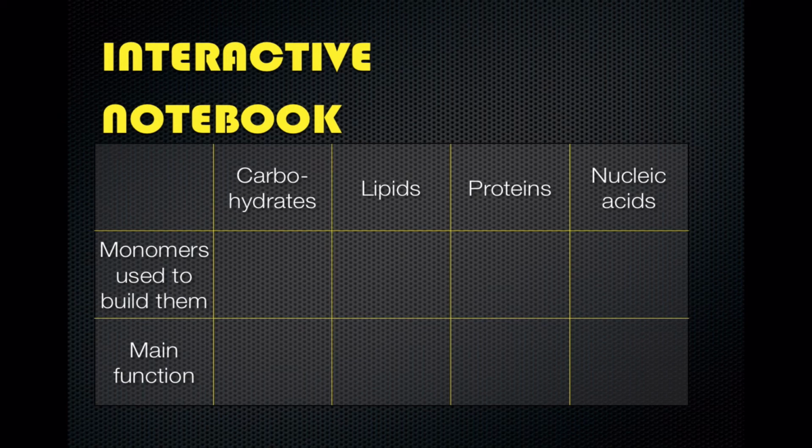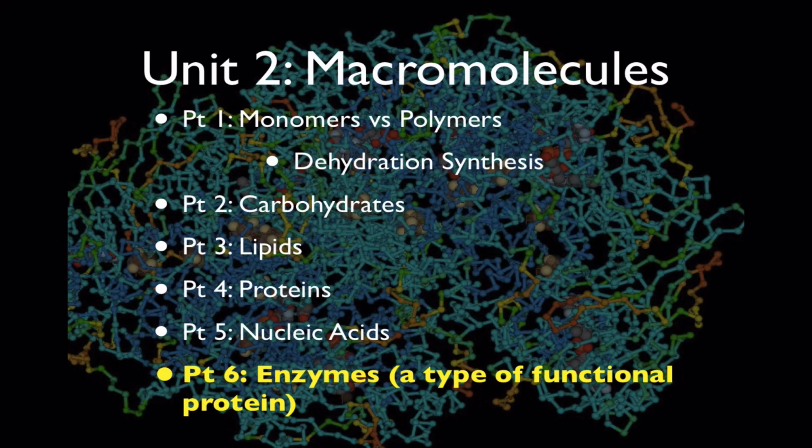All right, so in your interactive notebook, I think you already have a glue-in that looks a lot like this, but you should, for the test, be able to tell me the monomers for carbohydrates, lipids, proteins, and nucleic acids, and you should be able to tell me something about the main functions of carbohydrates, lipids, proteins, and nucleic acids. If you can do all those things, I can guarantee you at least a C grade on the test, all right? And how well you understand your notes is going to take it up to a B or an A.